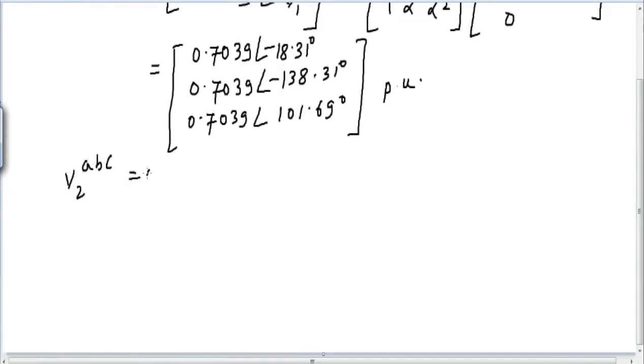What is the reason? The reason is the fault bus is 2. That's why V2 ABC will be 0. All three phases in the second bus will be equal to 0. Similarly, we have the third part. What is the third part asked in the question? Let us see the question once again.